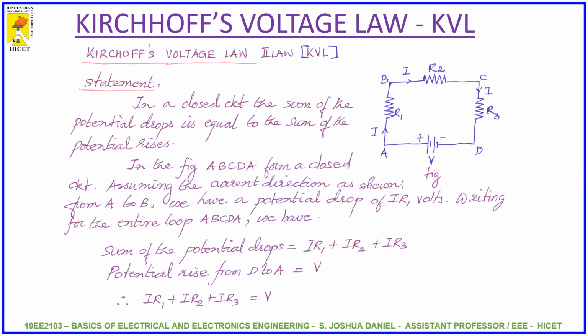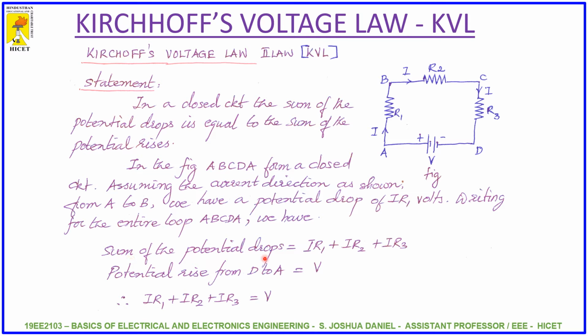When we see Kirchhoff's voltage law, shortly called KVL, as you can see, a closed circuit is formed using a voltage source, which is called the potential rise, and there are three elements R1, R2 and R3 connected to form a closed circuit. So we can say that the sum of potential drops is equal to the sum of potential rises.